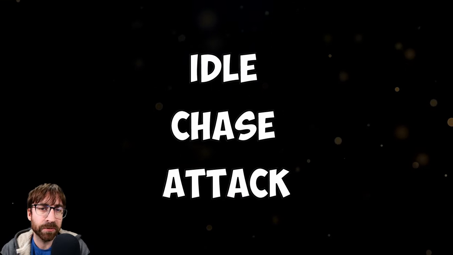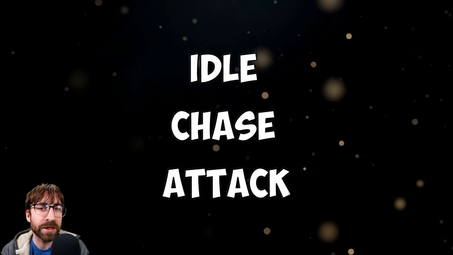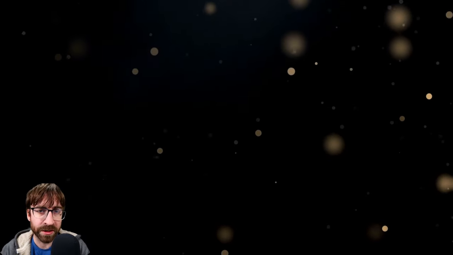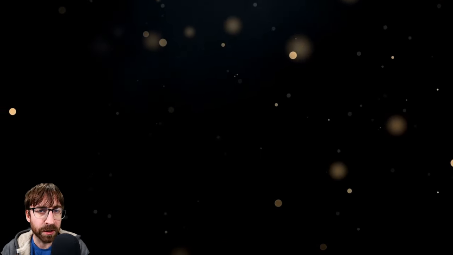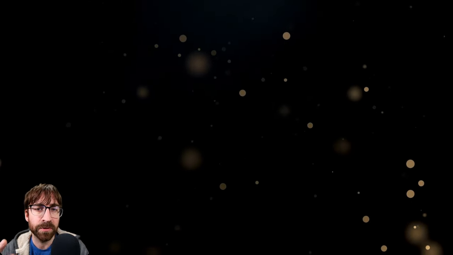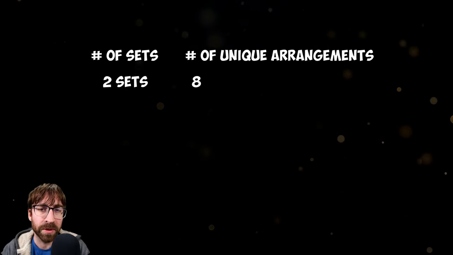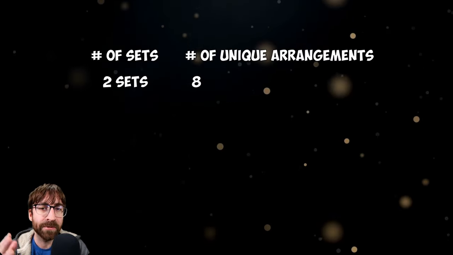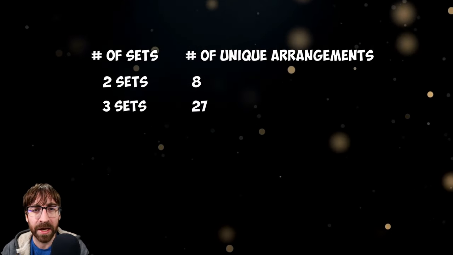And with just these three states, the number of unique combinations is exponential, meaning with one set of logic, there's obviously only one unique combination. But with two sets of logic, meaning two idles, two chases, and two attacks, now there's 8 unique combinations. With three sets, now you have 27 unique combinations, and so on and so on.